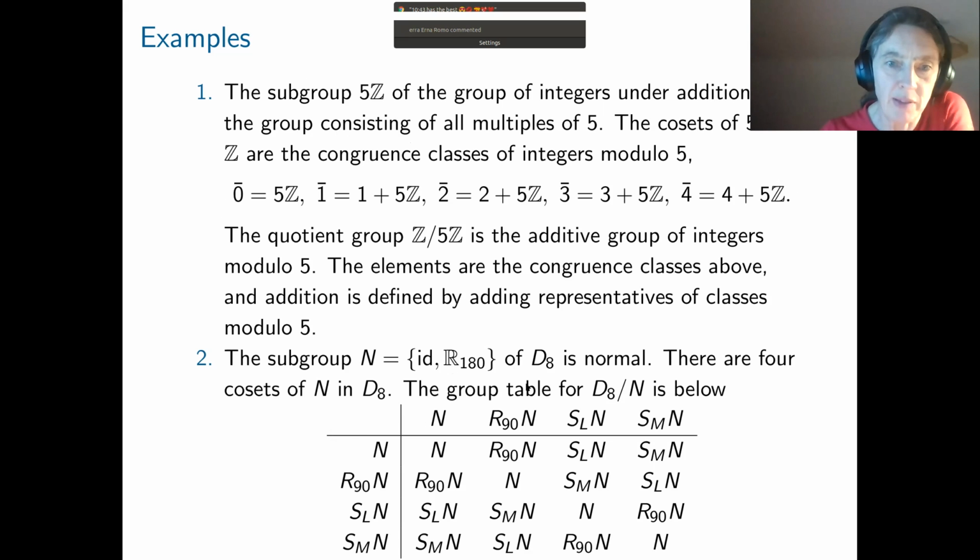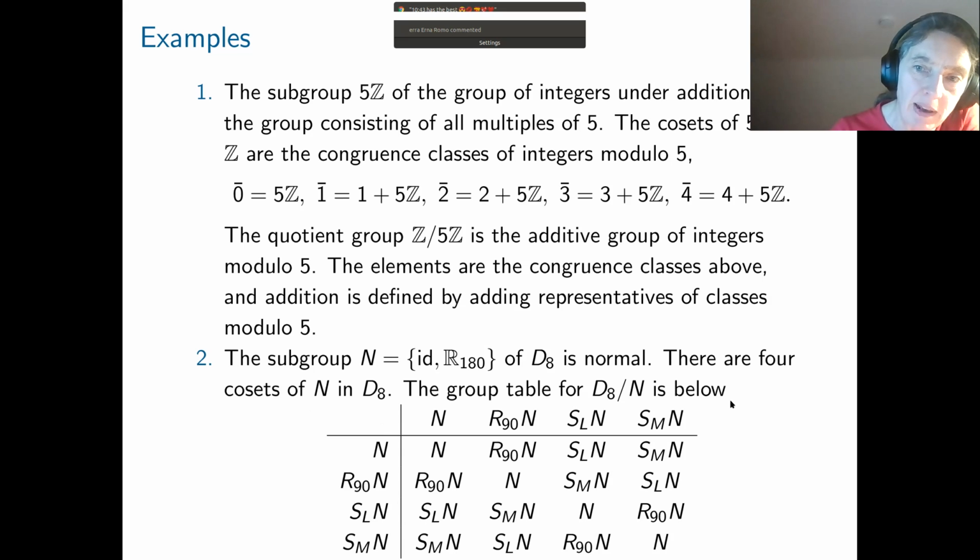The 4 cosets of N in D8 are represented by the elements identity, rotation through 90 degrees, and 2 of the reflections, one in a bisector of 2 opposite sides and another in a diagonal. If we call them SL and SM, the 2 reflections, we can write out the group table. And here it is. The subgroup itself, N, is going to act as an identity element. To compose, for example, SL with rotation through 90, take a representative of SL, take a representative of rotation through 90, compose them, and look at the coset that you've landed in. It'll be the one represented by the reflection SM.